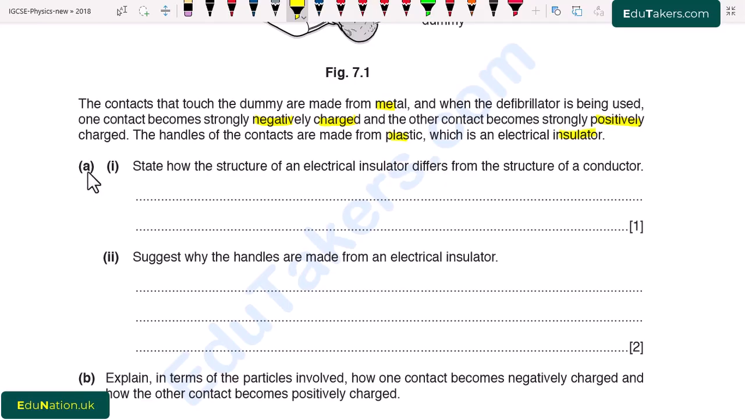Part A. First, state how the structure of an electrical insulator differs from the structure of a conductor. So here we have to differentiate between the structure of conductors and insulators. We know that conductors contain a large number of free electrons, while there is a lack of free electrons in insulators. The electrons in insulators are fixed in their position. So I write here: no free electrons in the insulator, the electrons are fixed in their position.